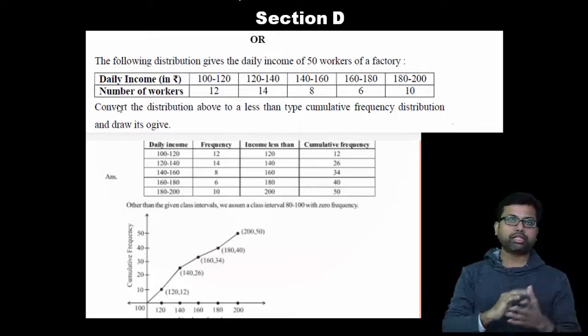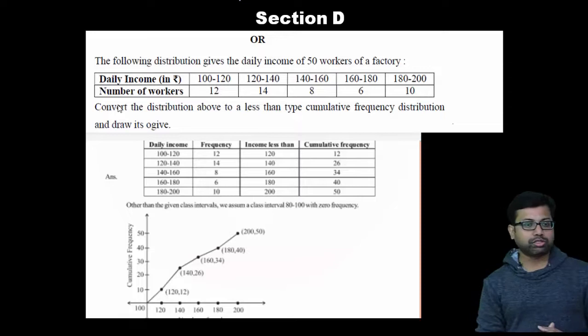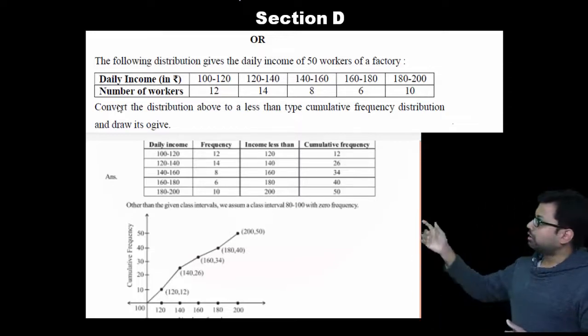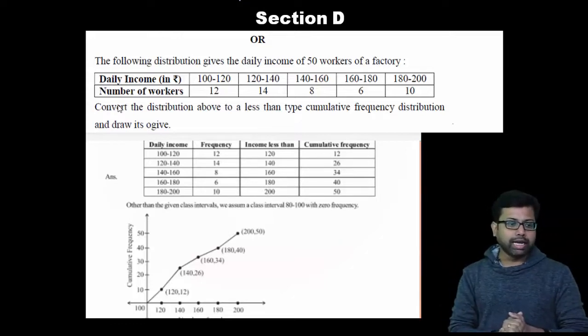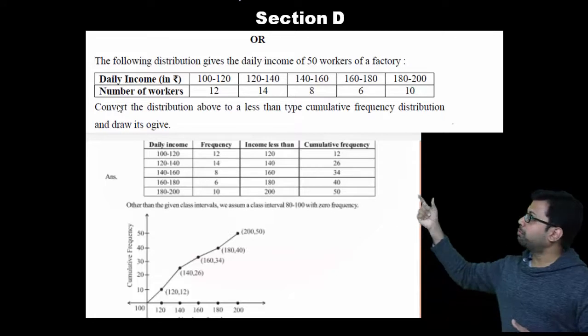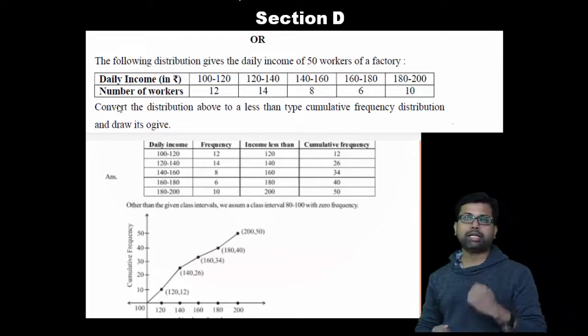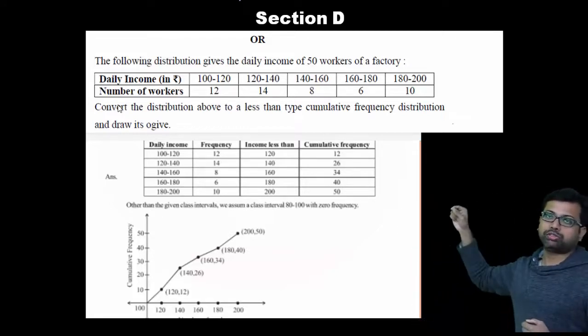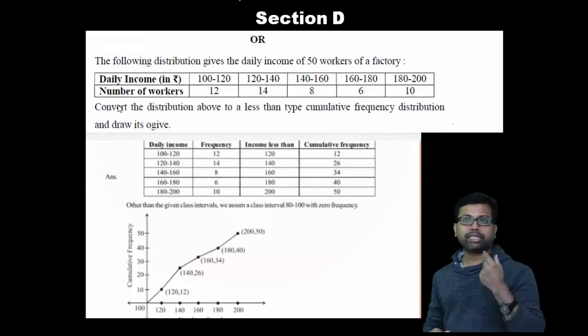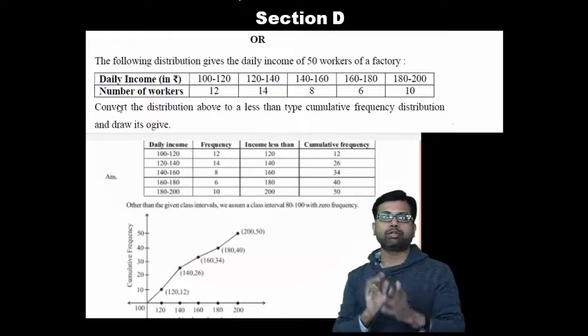Since you have been asked to make a less than frequency distribution, a cumulative frequency distribution, you need to add the third column, which will be income less than, because the variable is income. For each of the rows, you have to write the income less than the upper limit of the given class interval.